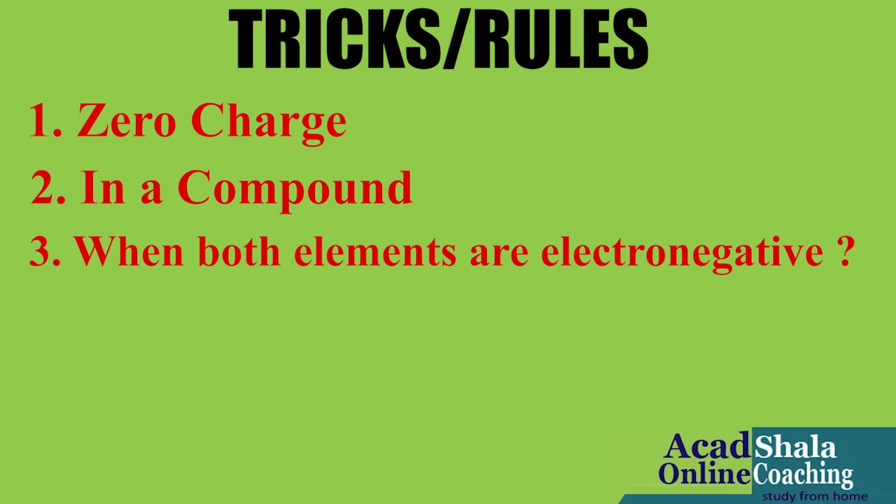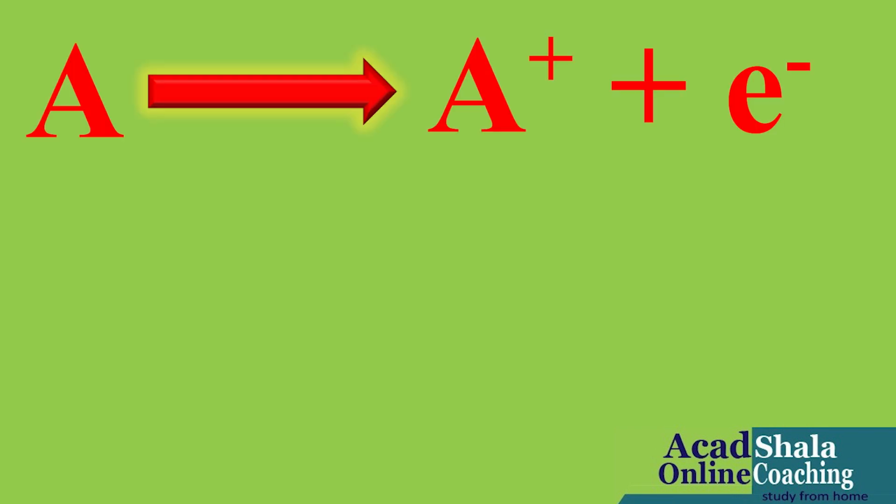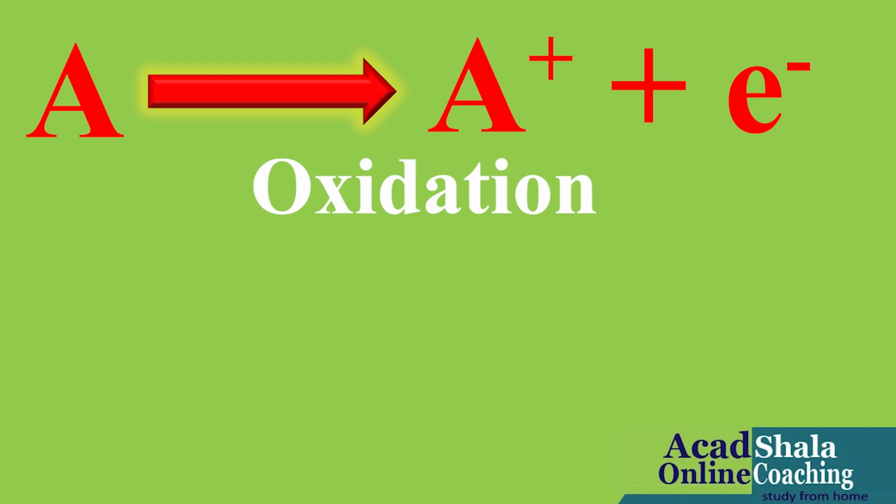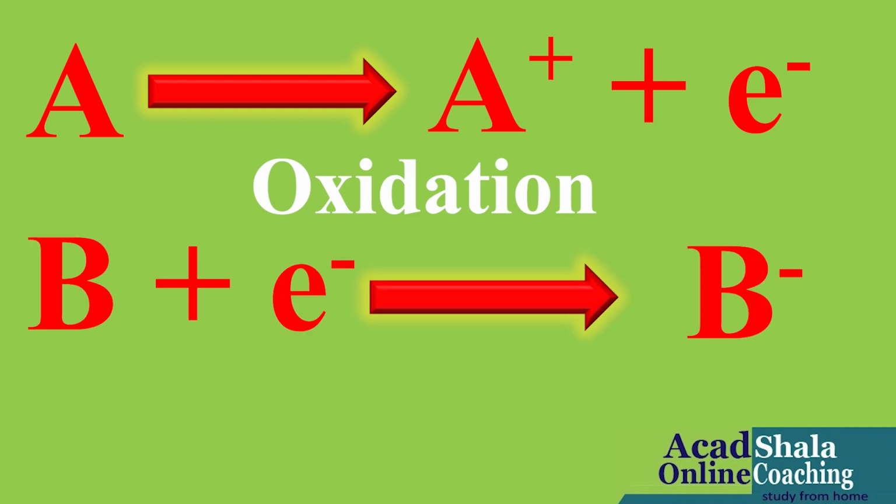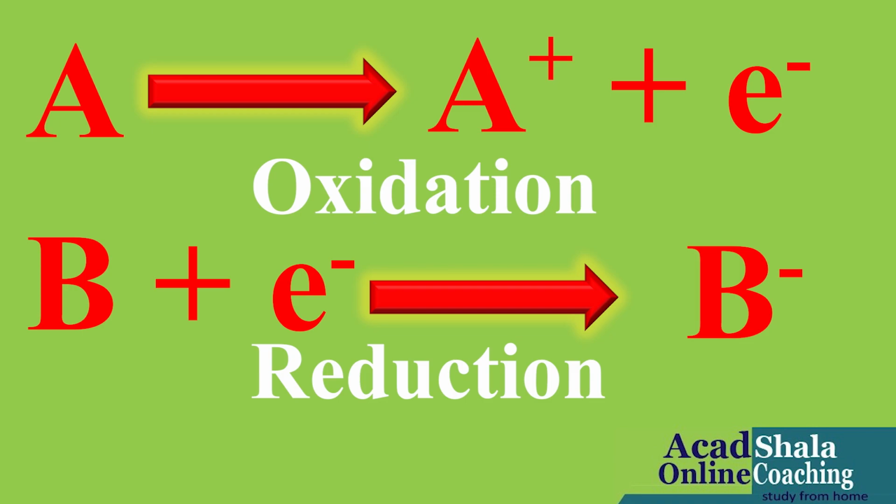So now let's do it. Now you should also know that if an element A loses electrons, it will attain a positive charge. That means when element A loses electrons, it attains a positive charge and it is said to be oxidation. Now when element B gains an electron, it will attain a negative charge and it is said to be reduction. So now we know that loss of electron is oxidation, gain of electron is reduction, which we have done just now.